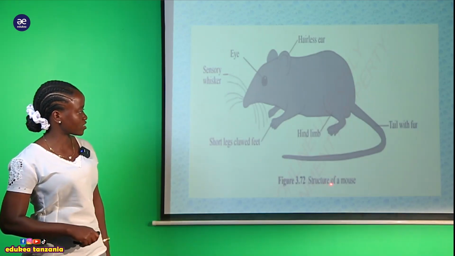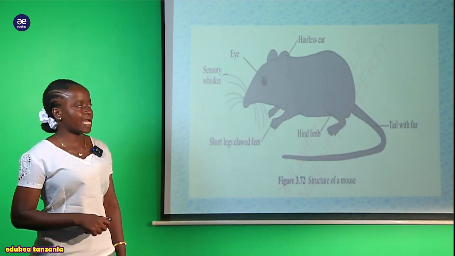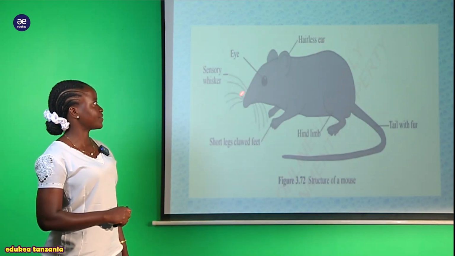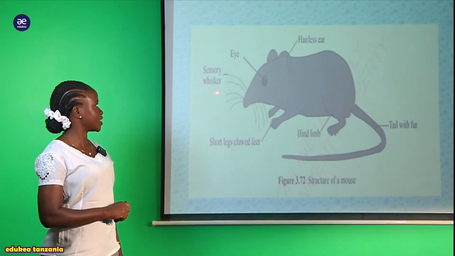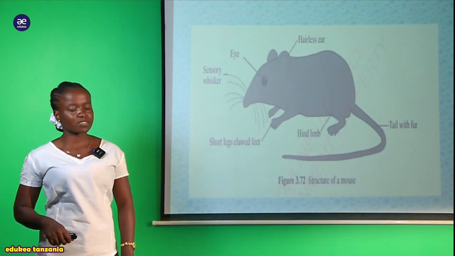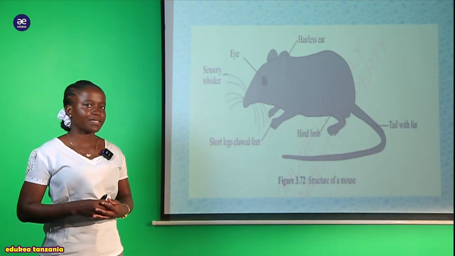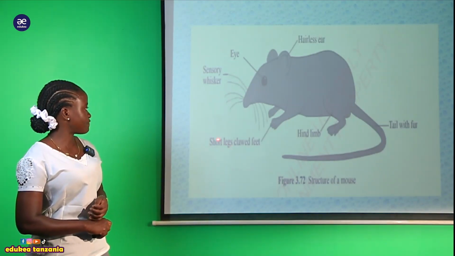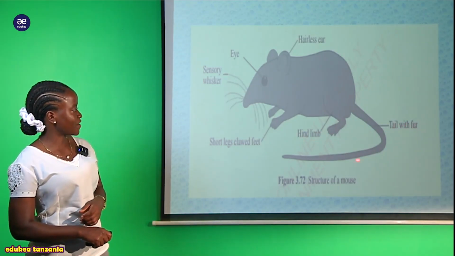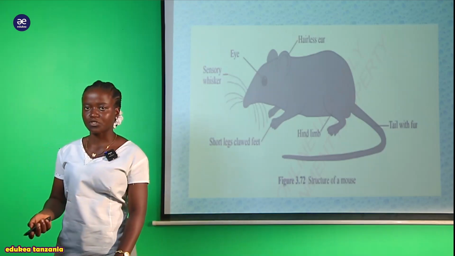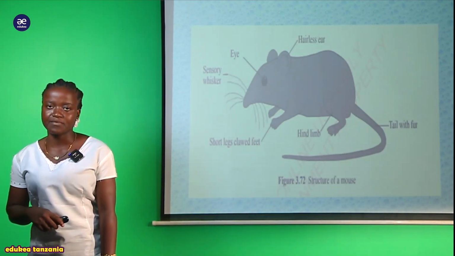So this one is the structure of the mouse. So now you can see huyu ndiye panya ambaye tunamwongelea. So now you can see they have hairless ears, they have eyes on their head. Also they have sensory whiskers, ambazo zinasaidia kudetect any kind of thing that is located near this organism. And also they have short legs, clawed feet, they have hind limbs, they have a tail with fur. So this is the general structure of the organism which is found within the class mammal.